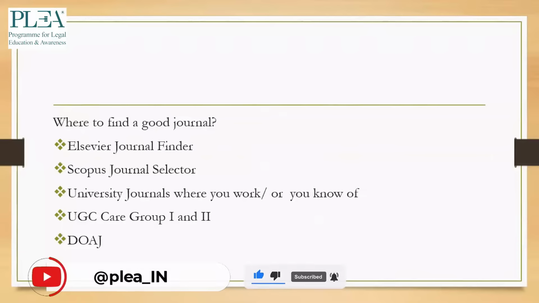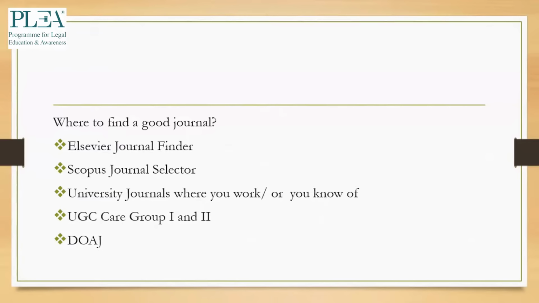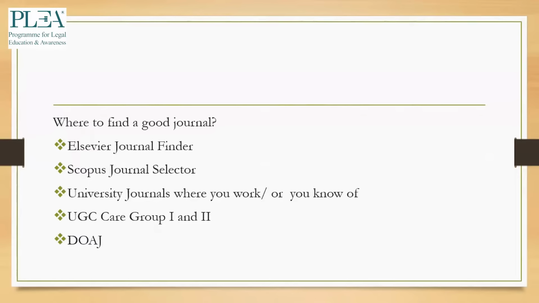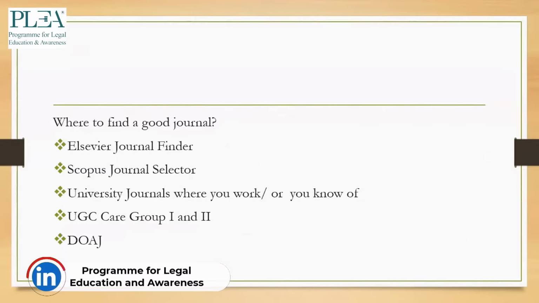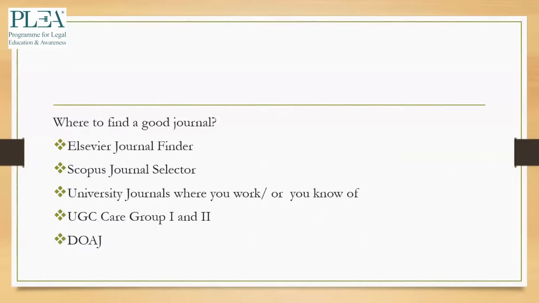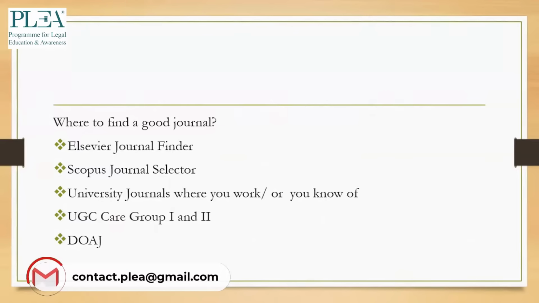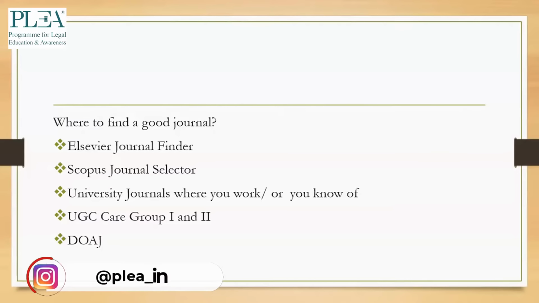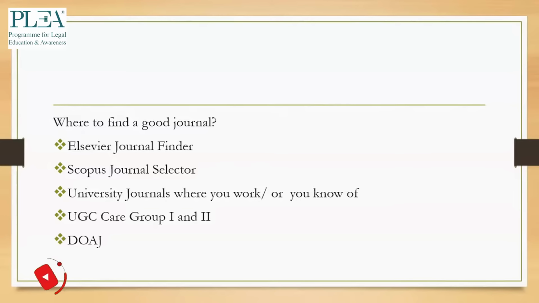Where to find a good journal? You can find a good journal in any of these. You can take a screenshot of this. Elsevier Journal Finder, Scopus Journal Selector. These are certain websites, certain databases where you can find certain good journals. You have your UGC Care Group 1 and 2, Web of Science, Scopus. You can check there whether they are indexed in those indices on those platforms. Only then you select your journal.